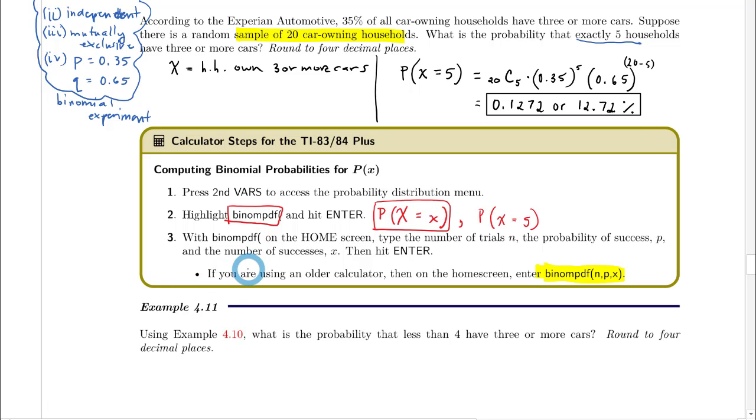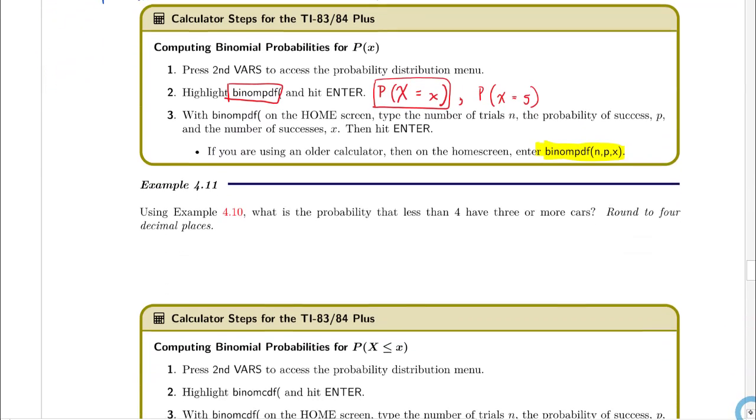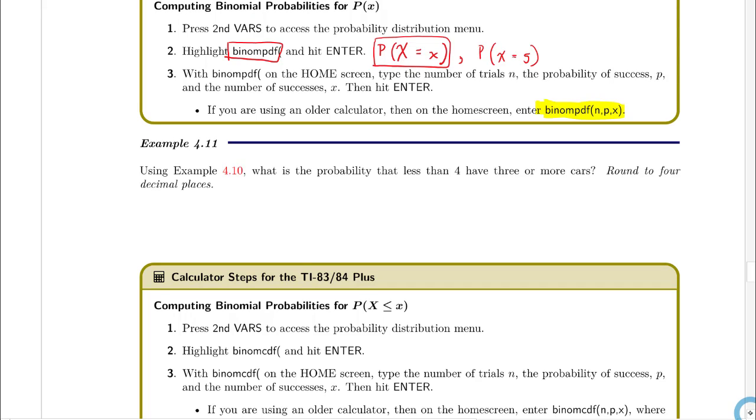Well, let's talk about another case, almost similar to the Netflix case. It says, using the same example, what is the probability that less than 4 households have 3 or more cars? Okay, so let me transfer some information down here. We said there were 20 households. The probability of success was 0.35. And in this case, we're looking for less than 4.